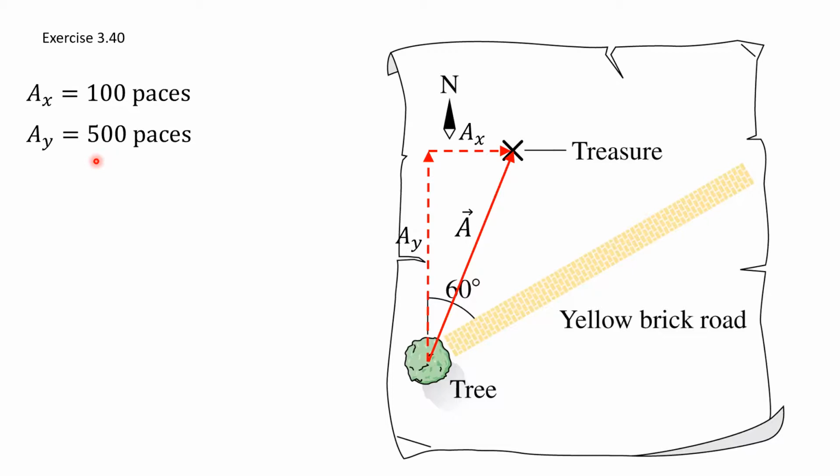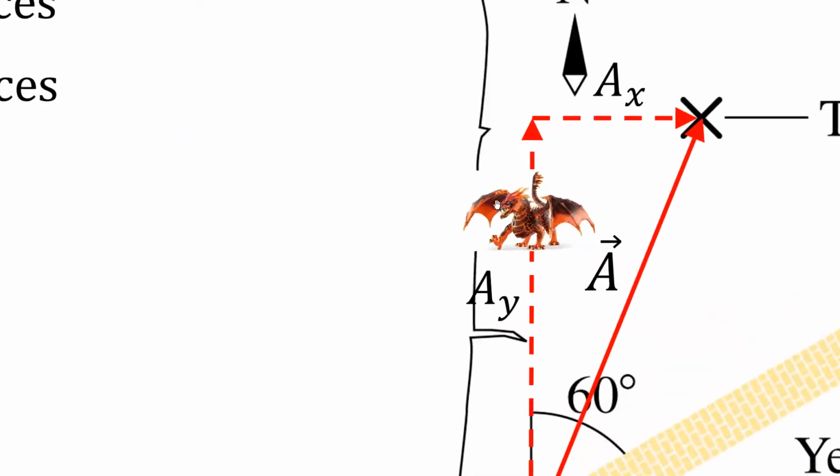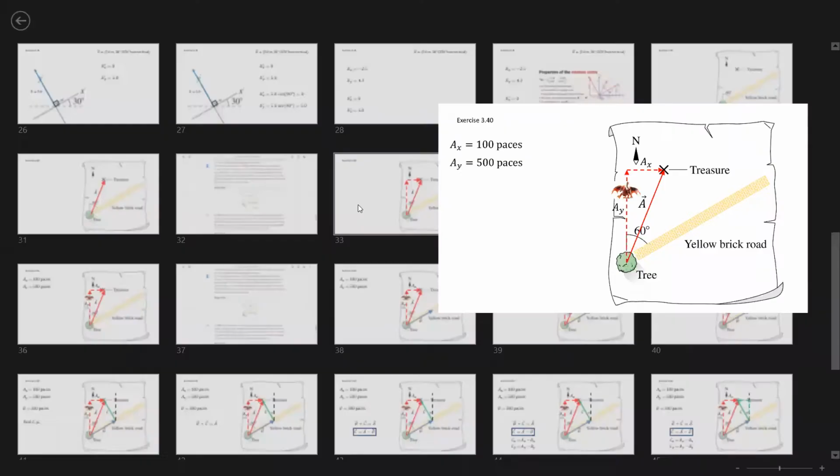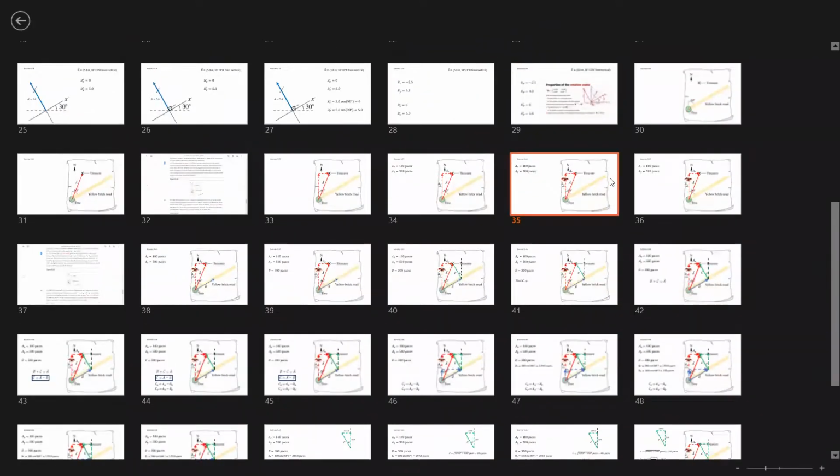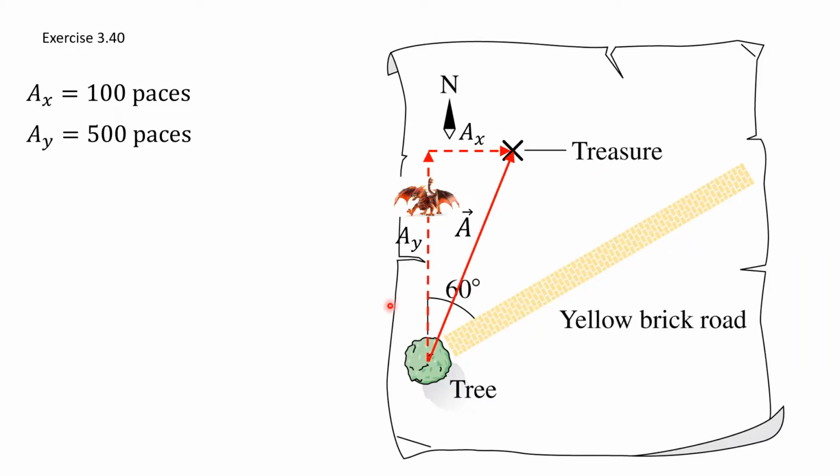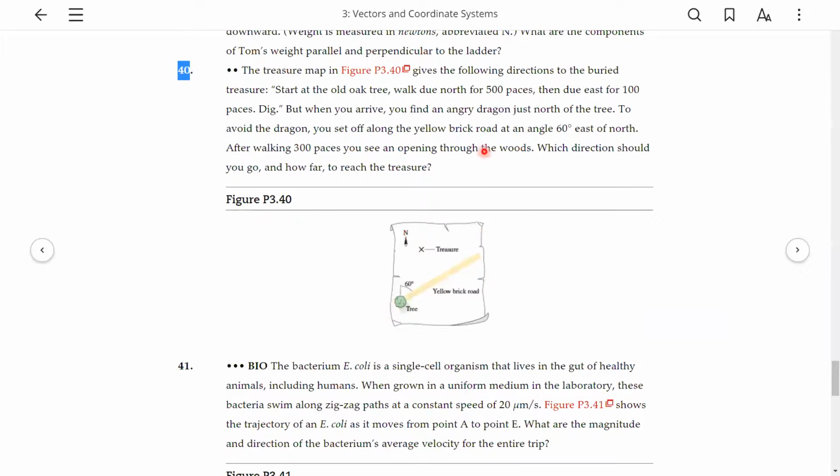Now, what are we supposed to do with that information? Are we going to turn that into polar components? Is that even necessary? Well, remember, that stupid dragon's in the way. Does it look scary? Scary enough? Yeah, I guess we better go around that thing. Whoa, what is happening here? I didn't know PowerPoint could do that. That was cool. So instead we set off down the yellow brick road.